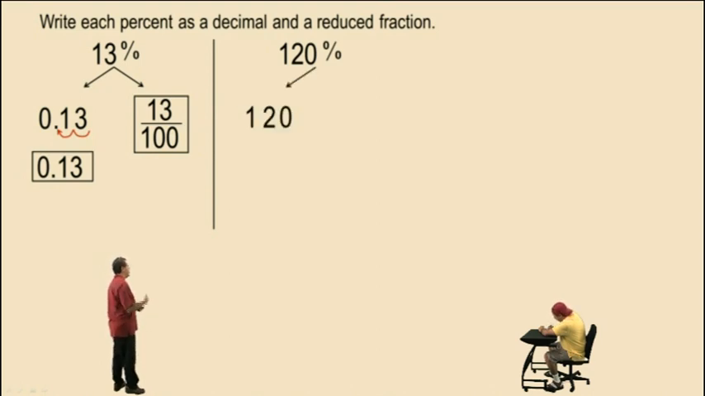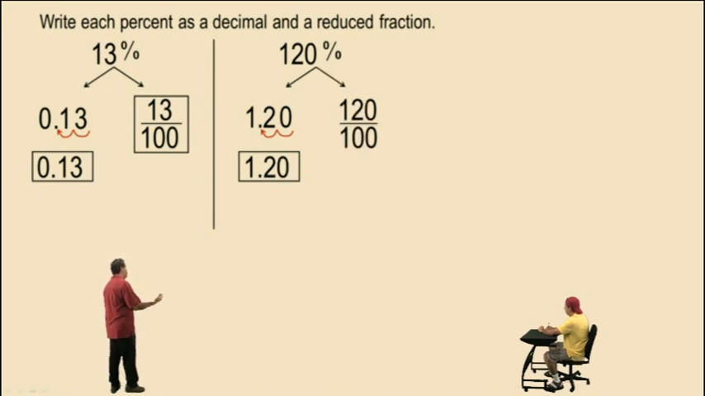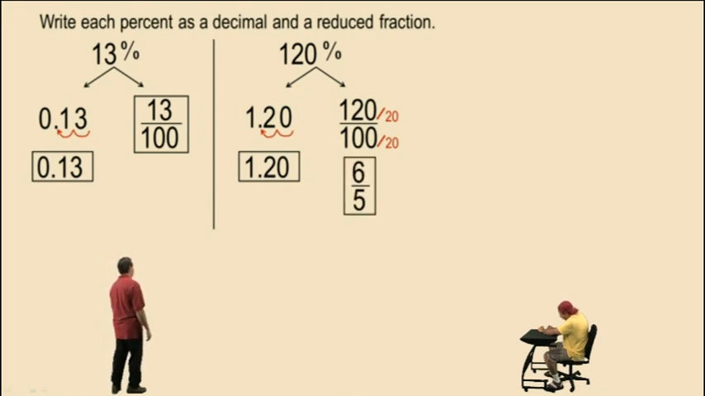120%. Now again, you do not see a decimal there. It's understood that it's to the right of that 0. So when we move it 2 places to the left, we get 1.20. And that's our answer. Is the 0 required there? I mean, the rightmost 0 in 1.20. You could write your answer as 1.2, and that would be fine. Now for the fraction representation, we put 120 over 100, and we can now reduce that fraction. It is an improper fraction because the numerator is larger than the denominator, and so we divide out a factor of 20, and we get 6/5 for our answer.